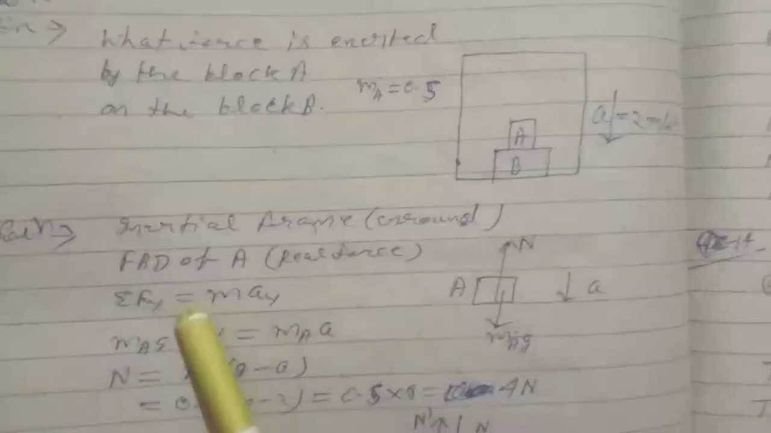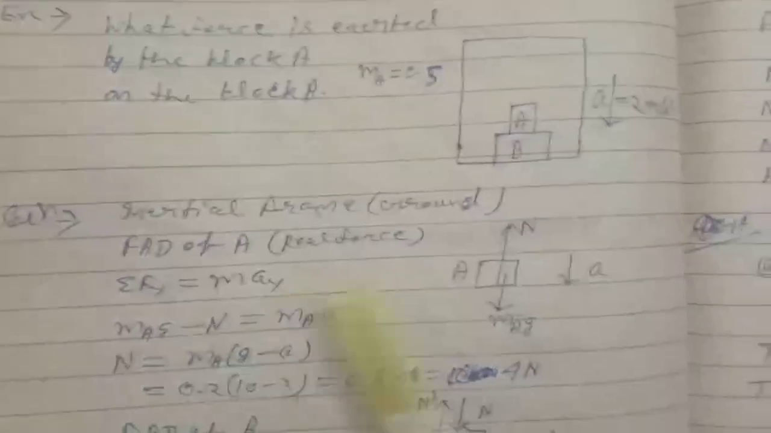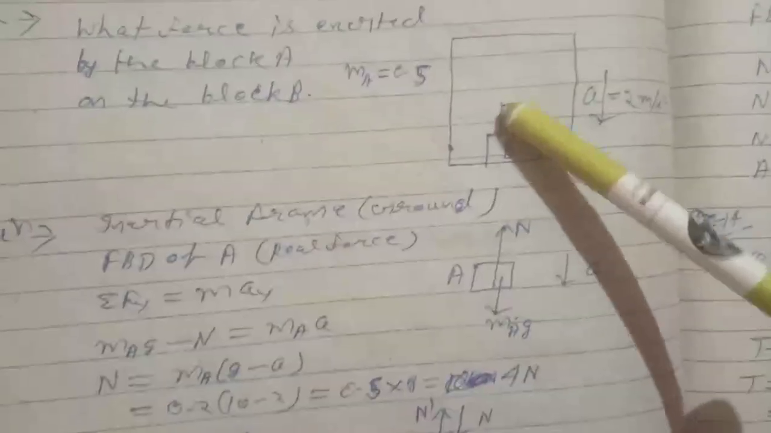Now seeing it from the inertial frame, that is ground frame. Now FBD of A. In the FBD of A, normal force due to this body will be in upward direction, and weight of the body will be in this direction, and because whole body is moving with acceleration in downward direction, so this body also will be moving in downward direction. So it is shown, acceleration.